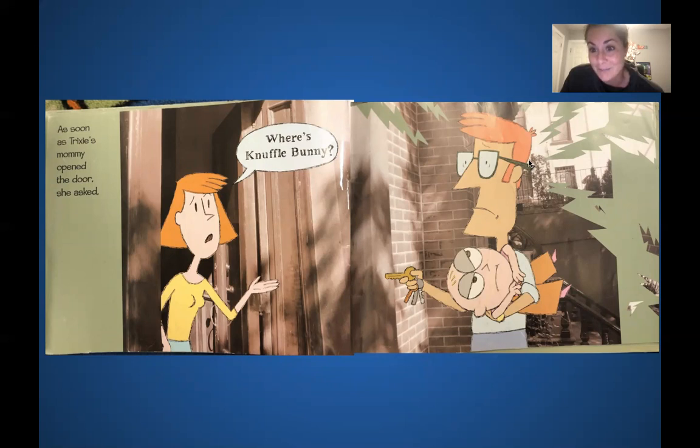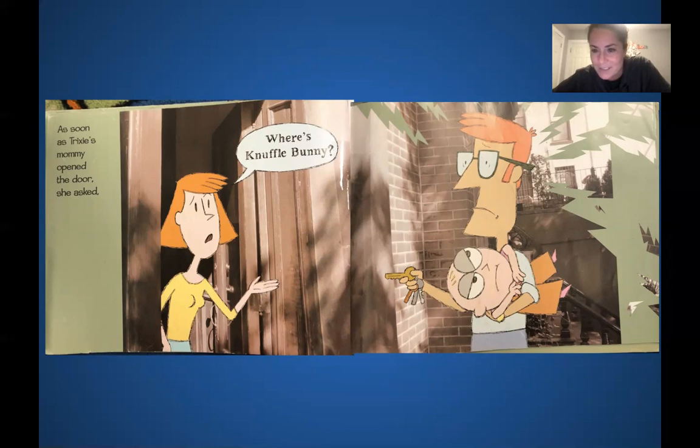Looking at the face right here. Okay, Mo Willems is the author here, and he's not saying exactly what's going on here, right? They kind of just looked at the face here. What do you think the dad's feeling? Yikes, right? He's kind of maybe feeling like, I can't believe I forgot Knuffle Bunny at the laundromat.